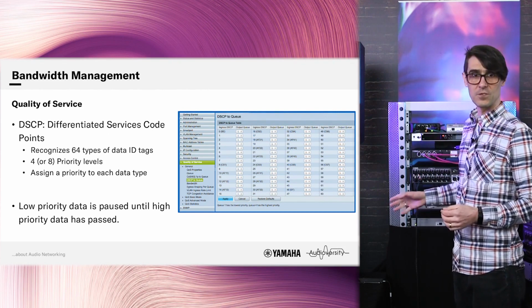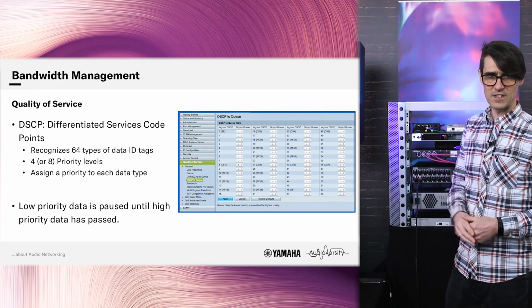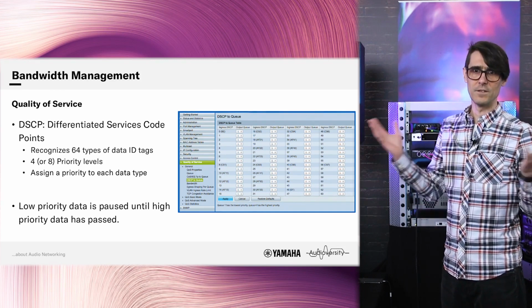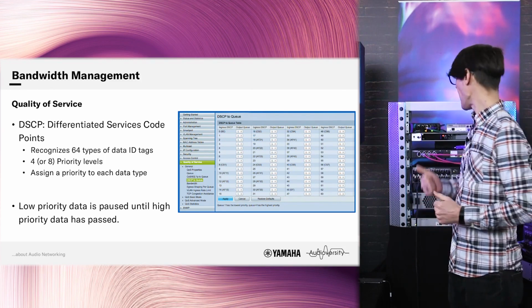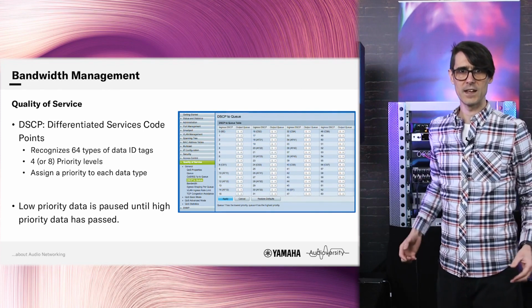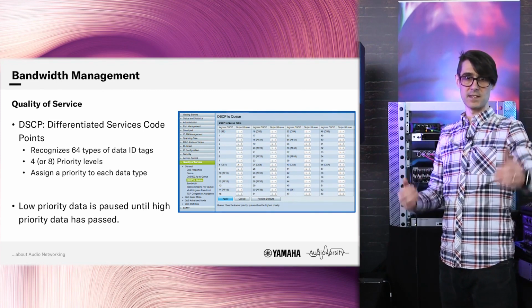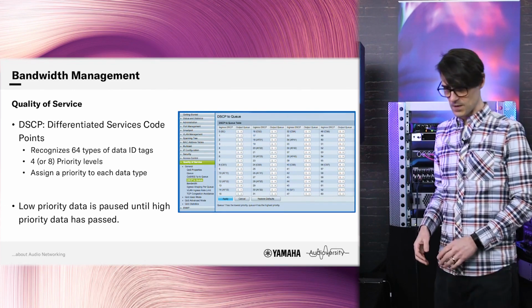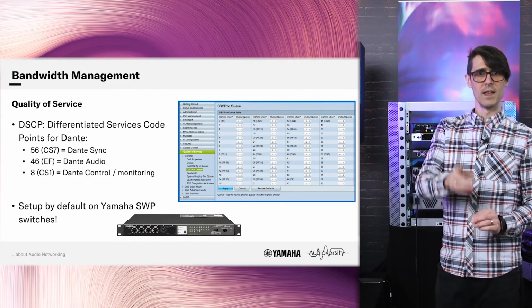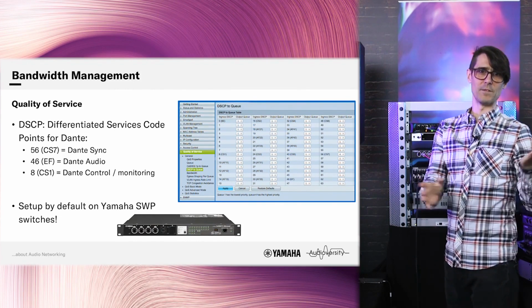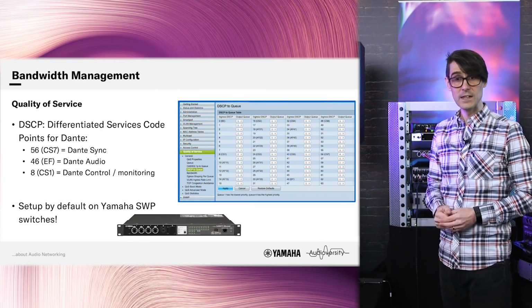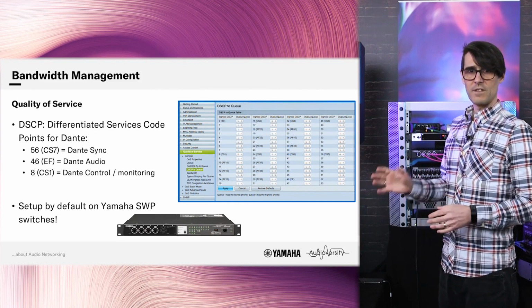Some switches have 4 levels. These switches have 8 levels of priority. So you put the higher priority to synchronization, next highest to audio, video, lower priorities for control data. And then the switch knows what's important and what isn't important, what data to forward quickly and what data can be paused until there's space. So that's possible, and that's how you program it in a regular switch. Here are the code points for Dante. Number 56 for synchronizing, number 46 for audio, number 8 for control and monitoring. That's how you would set it up on a regular switch.